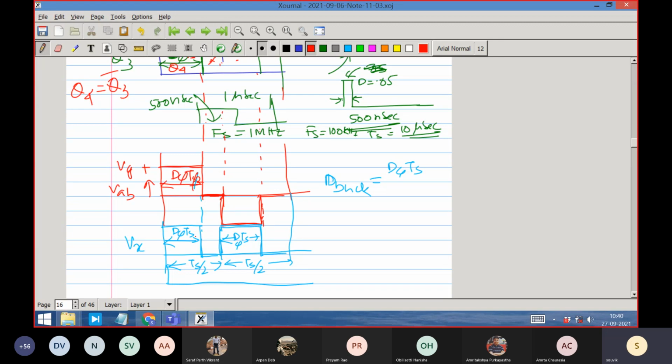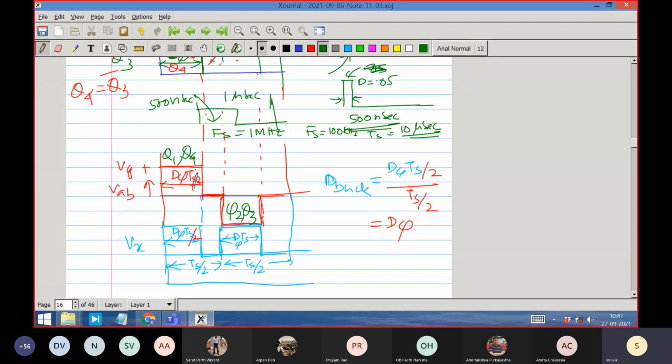So this time is d phi Ts by 2, and d phi Ts by 2 divided by Ts by 2 is equal to d phi. Okay, so this is the way we will define d phi. It is the time when each cross combination of switches is on, Q1 and Q4, or Q2 and Q3. This is the zone when Q2 and Q3 are on. This is the zone when Q1 and Q4 are on.